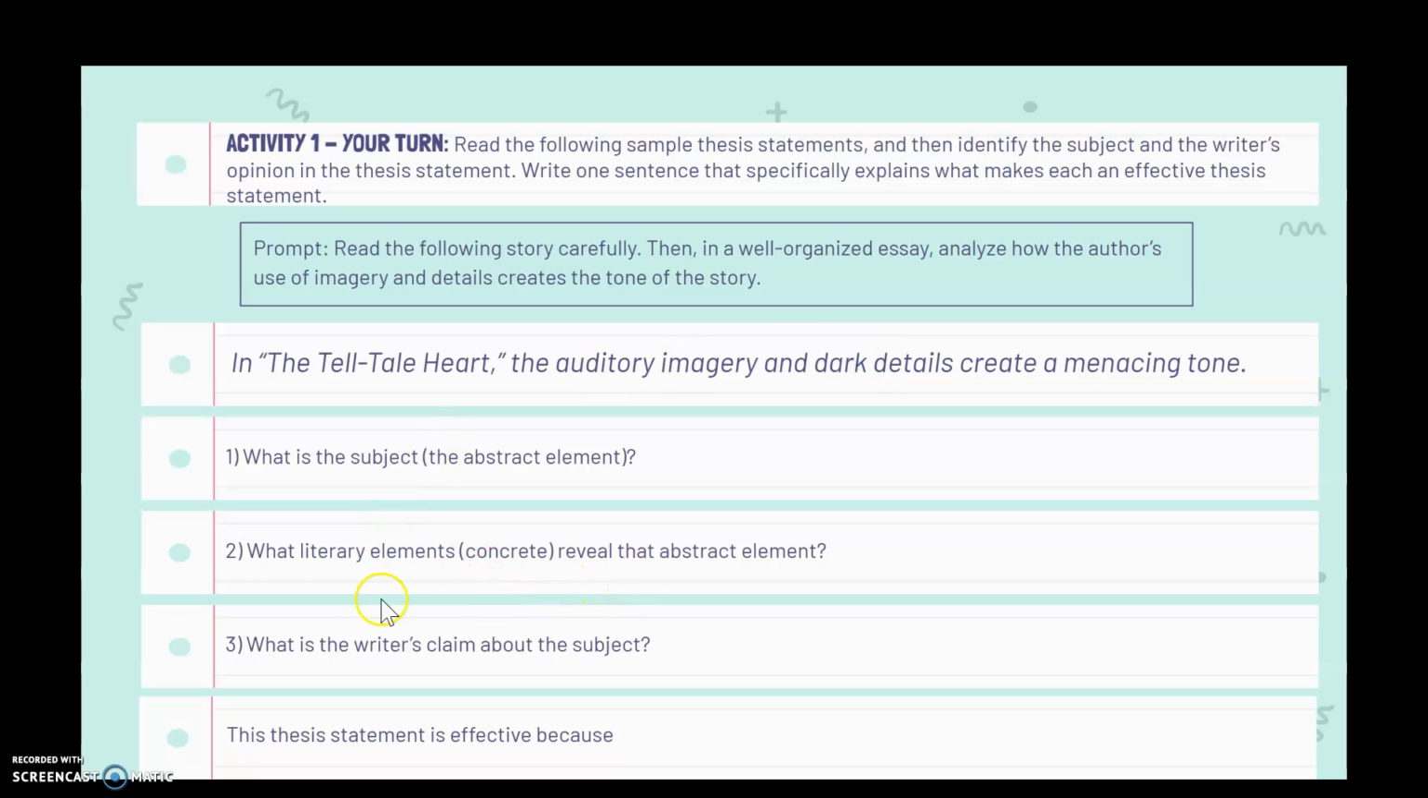And then what is the writer's claim? What are they saying about the tone? What was their claim about it? It's a menacing tone. So I want you to explain, is this an effective thesis statement? Why or why not?